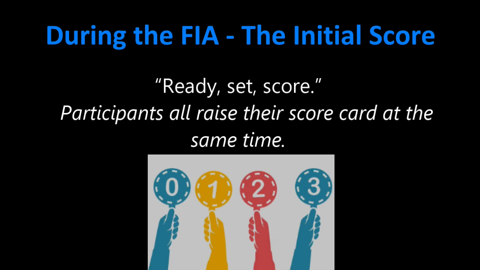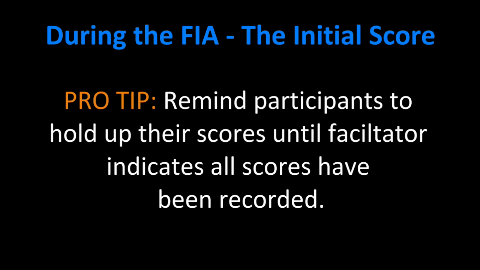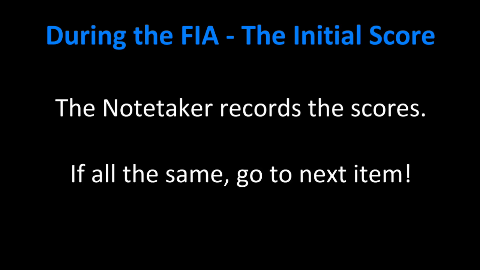Participants all raise their scorecard at the same time. This allows for objective scoring, reducing the possibility of participants influencing each other's scores. A pro tip, remind participants to hold up their scores until the facilitator indicates all scores have been recorded. The note taker should record the occurrences of 0s, 1s, 2s, and 3s. If all participants have scored the item the same, capture the score on the FIA notes, then move to the next item.